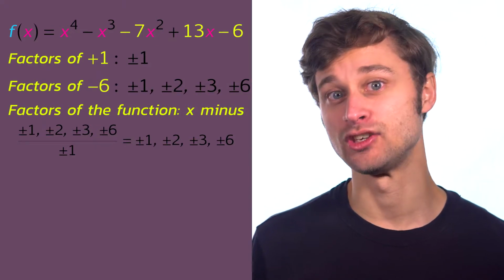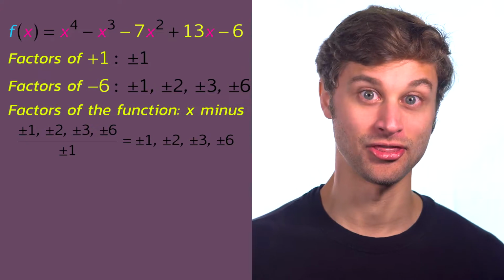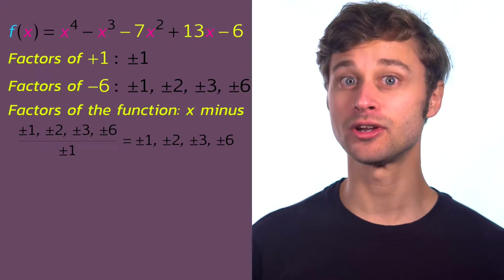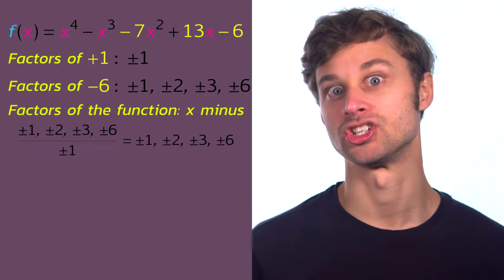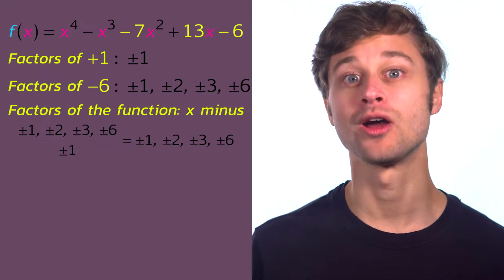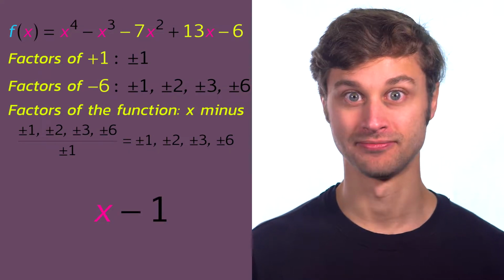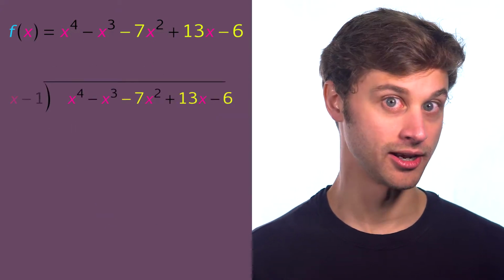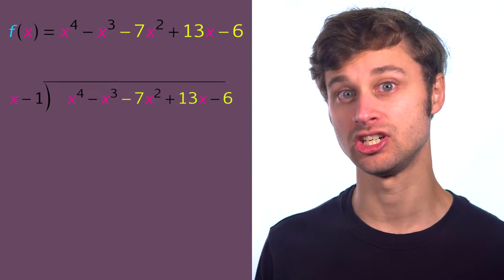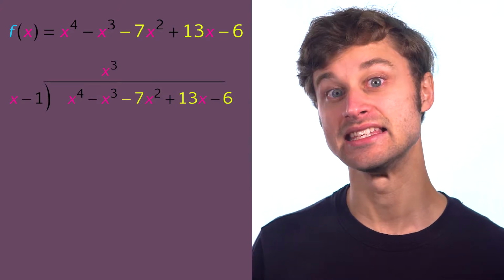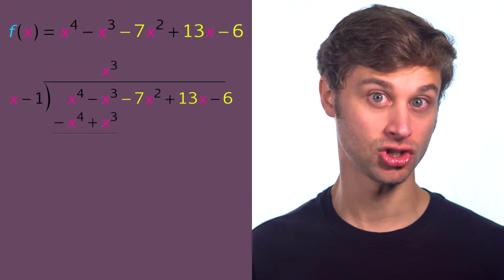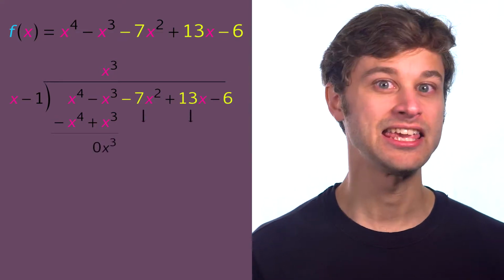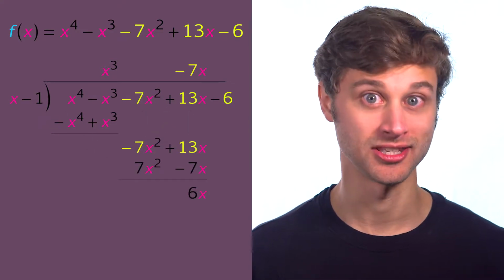But I like to try the easiest ones first so that if I get the right answer, I don't need to try all the hard things. And if I don't get the right answer, at least I didn't spend too much time on the wrong answer. So let's try 1 as our first factor. I take my function and I divide it by x minus 1. What I do is write in the quotient whatever times x is equal to the leading term in my polynomial. I then subtract that from the polynomial. I keep doing this until I run out of terms in the polynomial.